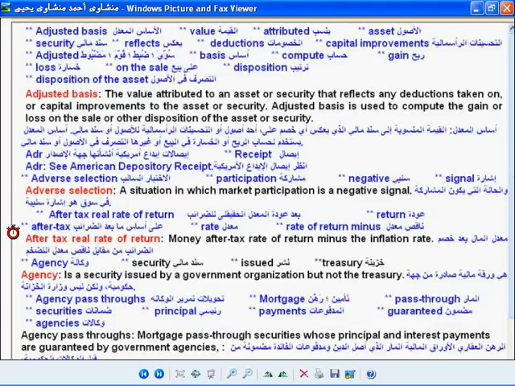After tax real rate of return, the after tax rate of return minus the inflation rate.